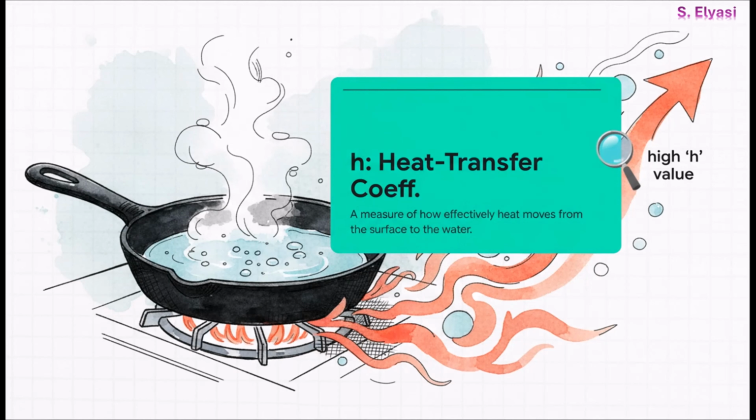Okay, first up is H. This is the heat transfer coefficient, and it's what we're trying to find. The best way to think about H is as an efficiency score for how well the heat is moving. A really high H value means you're just incredibly good at getting heat from the pan into the water.